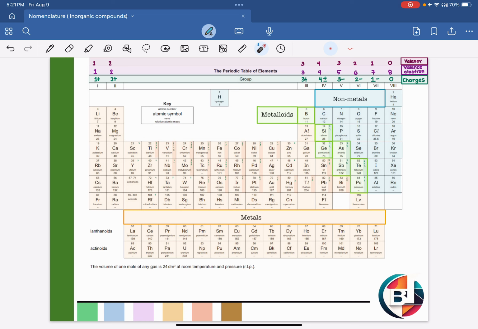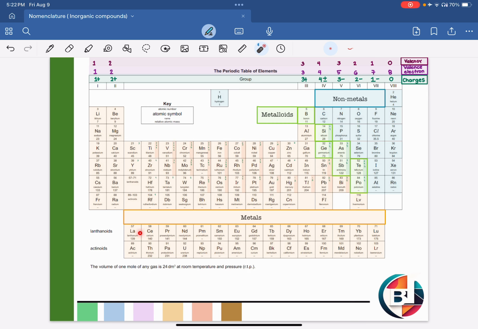Next, we need to understand the charges associated with different groups of elements. For example, elements in group 1 typically carry a 1 positive charge. Those in group 2 have a 2 plus charge, and so on.